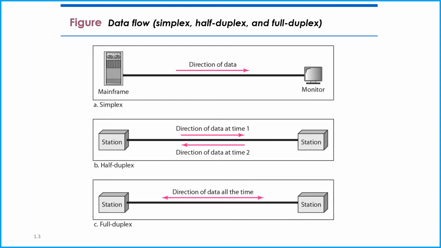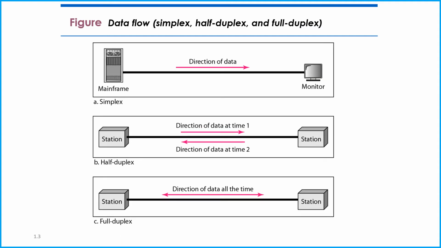This picture shows that there are three types of data flows available. One is simplex, half duplex, and full duplex. In simplex, the message is sent from the mainframe system or a networking system directly to the monitor. Second one is half duplex, where the message is sent between two stations but not simultaneously.